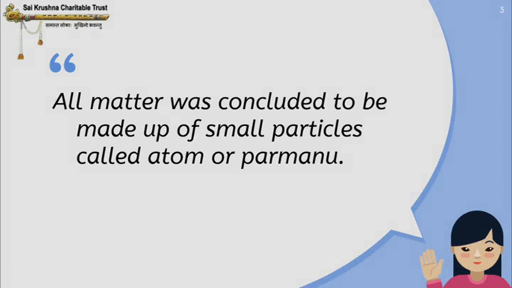So all matter was concluded to be made up of some particles called atom or Parmanu. So the other name for atom is Parmanu. What do you understand by this? It means matter is made up of small particles called atoms. Just like the human body is made up of cells, matter is made up of atoms. They are small particles, not big particles. So atom is nothing but a small particle.